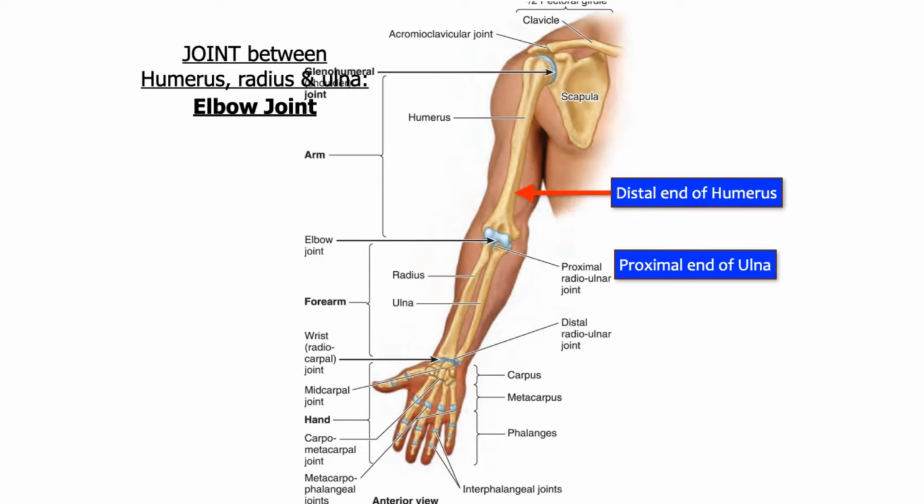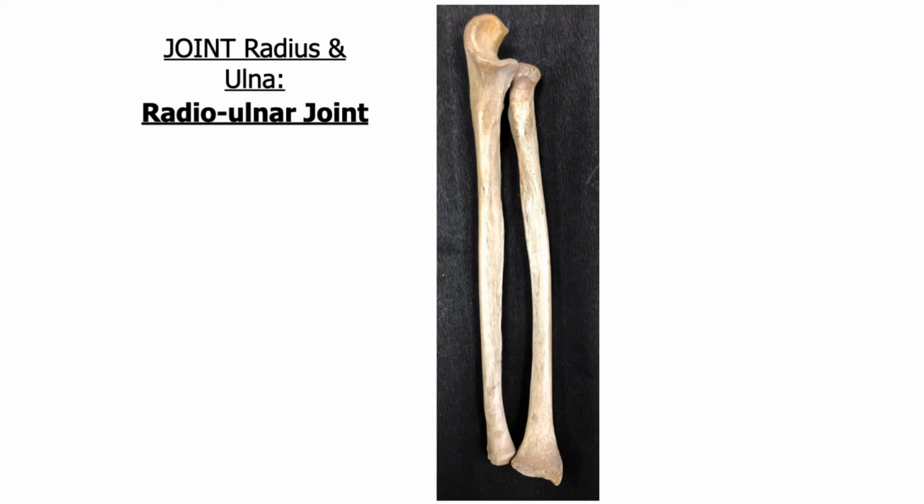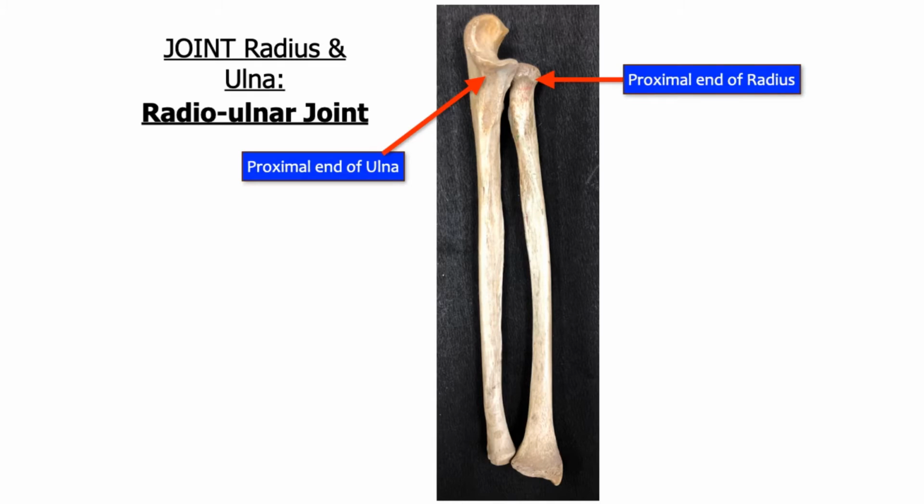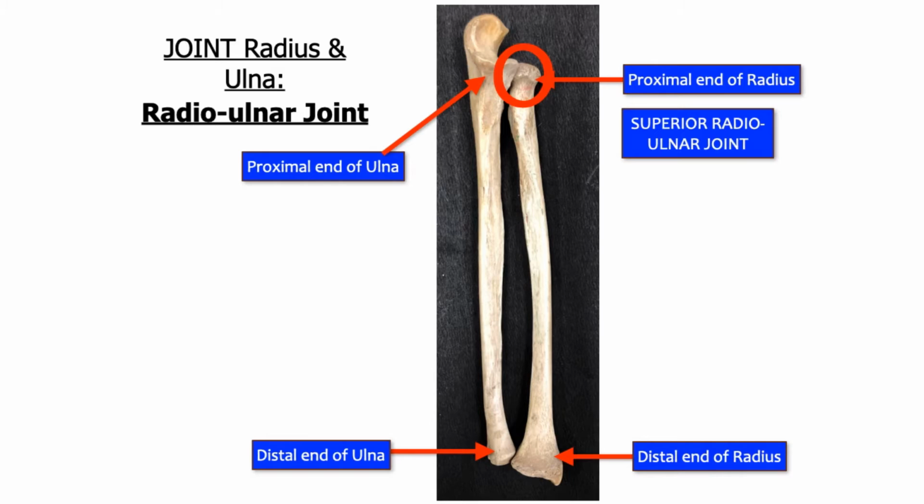This is the distal end of the humerus, and this is the proximal end of the medially placed bone, which is called the ulna, and this is the proximal end of the laterally placed bone in the forearm, which is the radius, and this joint is the elbow joint. Now, let us see how the radius and ulna articulate with each other to form three different joints, which are the superior, middle, and inferior radioulnar joint. So, this is the proximal end of the ulna, this is the proximal end of the radius, and this joint is the superior radioulnar joint. Now, this is the distal end of the ulna, and this is the distal end of the radius, and the joint present between the two ends is called the distal radioulnar joint.